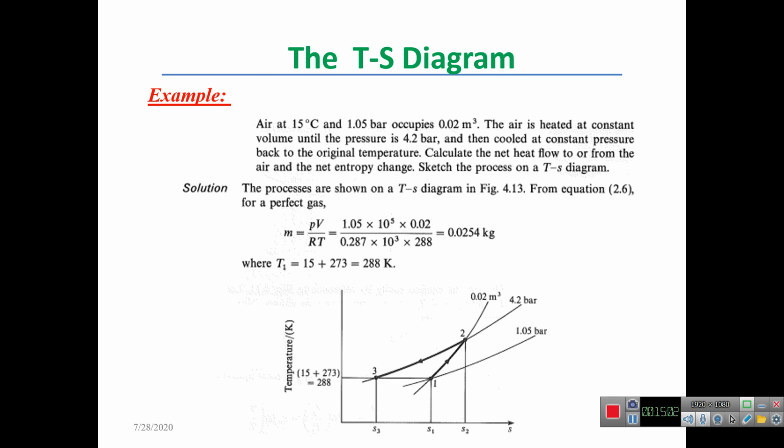And V is given by 0.02 cubic meters divided by R. R for air is 0.287 kilojoule per kilogram Kelvin. We want it in joules, and that is why we multiply by 10 to the power 3, and T must be in degrees Kelvin, and as we have shown on the diagram, it is 15 degrees centigrade plus 273 equals 288 Kelvin. Now, calculating all these particulars, we get 0.0254 kilogram as the mass for the fluid which is in the system.